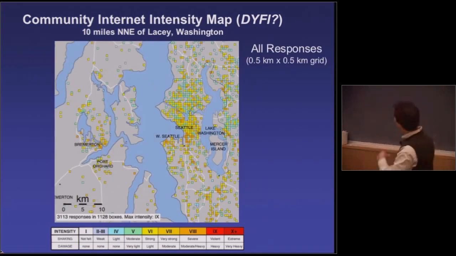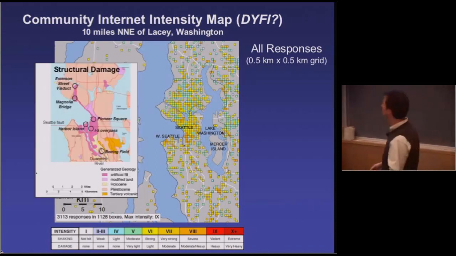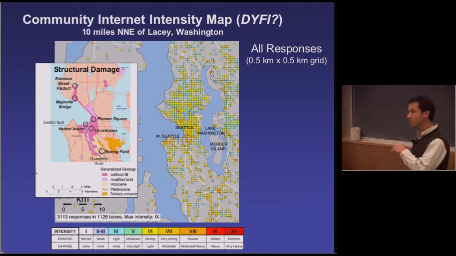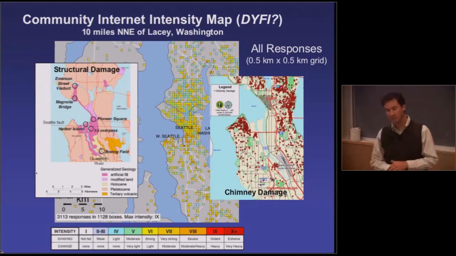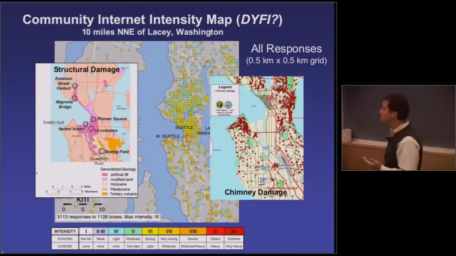We can make very detailed maps of the Seattle area. And when we compare these to what actually happened in terms of damage from this earthquake, in terms of chimney losses, it actually holds up quite well. So the information that's coming in is useful for a number of different purposes, not only in terms of the shaking distribution, but also the damage.